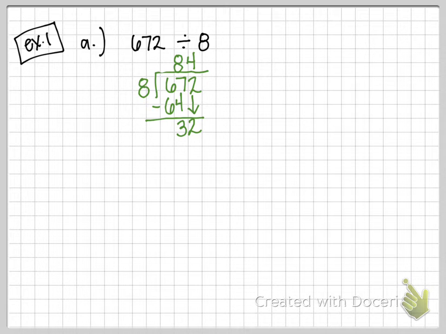Do our multiplication. 4 times 8. And then subtract. 4 times 8 is 32. Subtract. When we end up with 0, we're done. So the answer to this problem, the quotient is always on top of the long division sign. The 0 means we have no remainder. So it went in evenly. Okay? Okay, let's do another one.